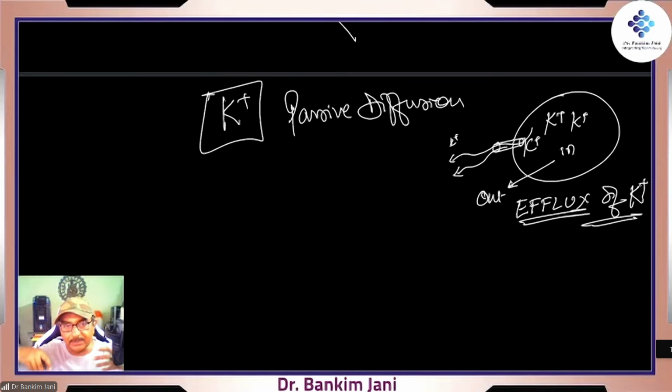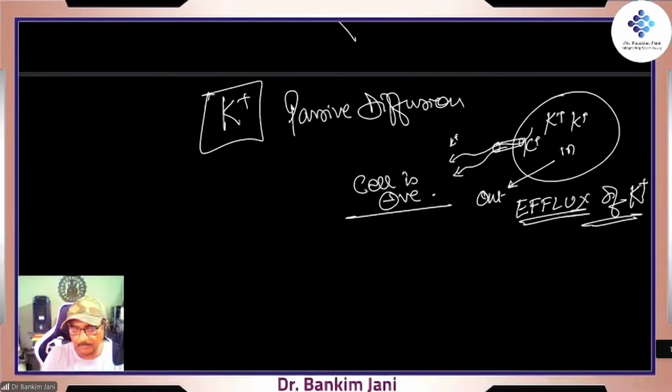When the potassium is lost, when it is going out, that is what gives us the resting membrane potential. So the cell is negative. The resting membrane potential is about minus 70 millivolts, which can be measured.